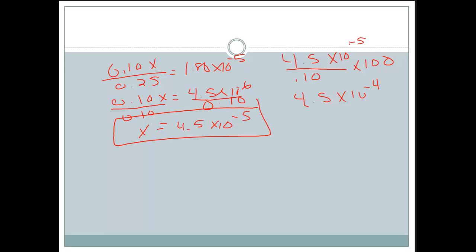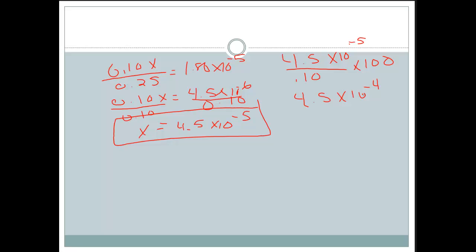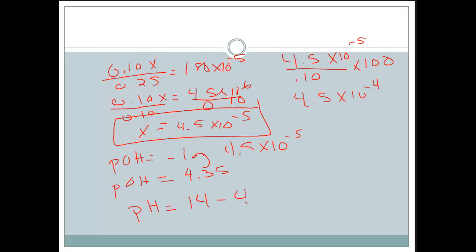I can then figure out the pOH, because remember, this is giving me the OH, not the H. So pOH is negative log of 4.5 times 10 to the negative 5. That gives me pOH is equal to 4.35. So pH would then be equal to 14 minus 4.35, which is equal to 9.6, approximately.